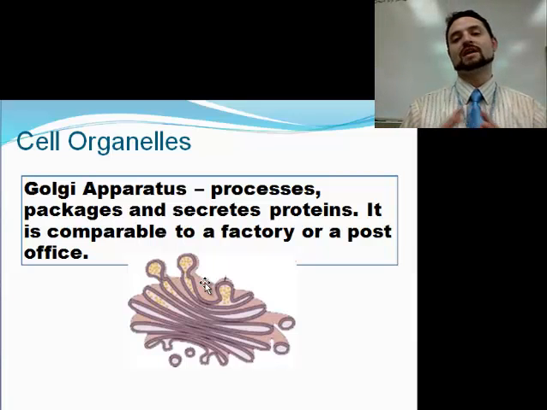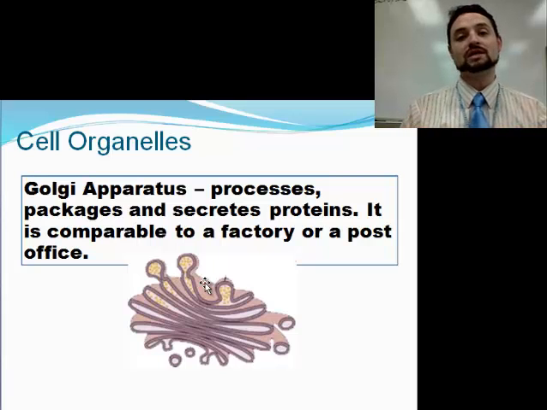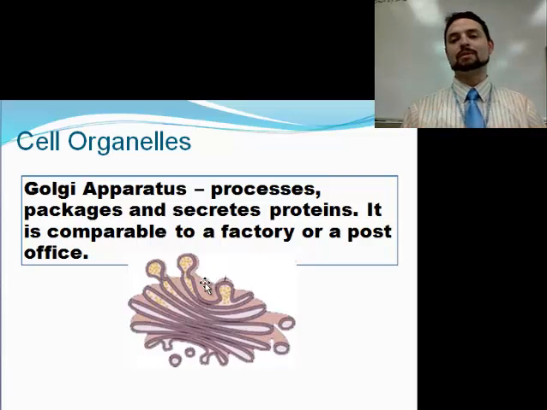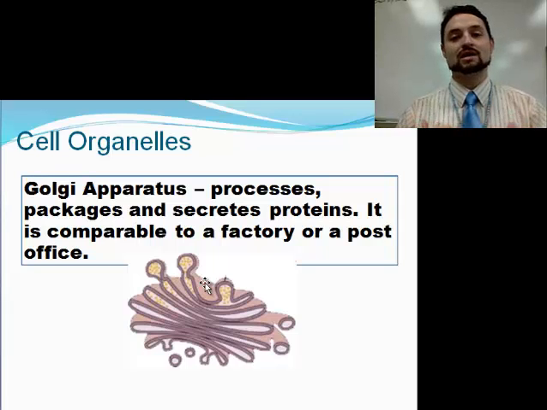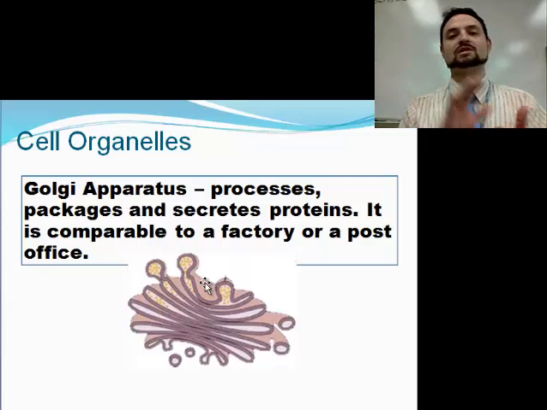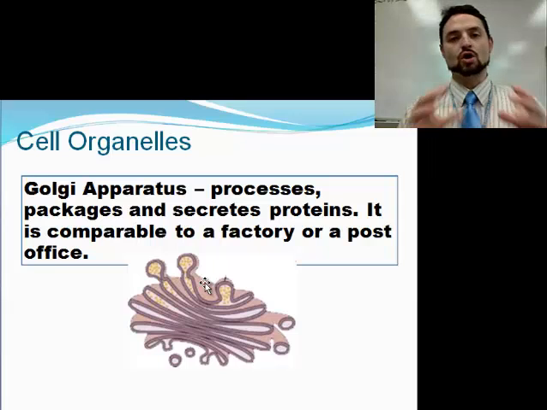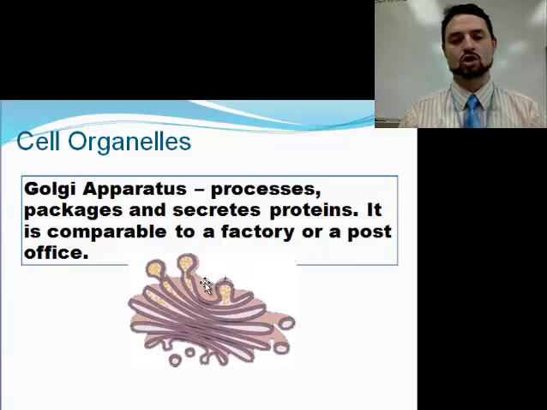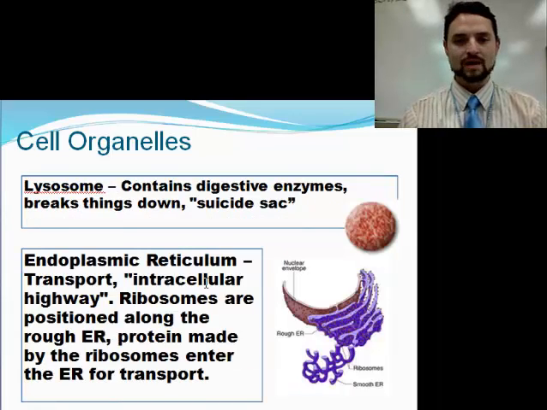So the Golgi Apparatus processes, packages, and secretes proteins that the cell has made. It's comparable to a factory or post office that is, if you're mailing a package, you would take it to the post office. They're going to help you put the stamp on it, help make sure they know where it's going, process information, and then send it there. That's what the Golgi Apparatus does.